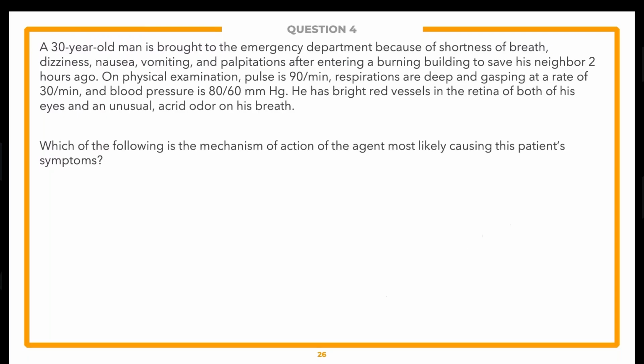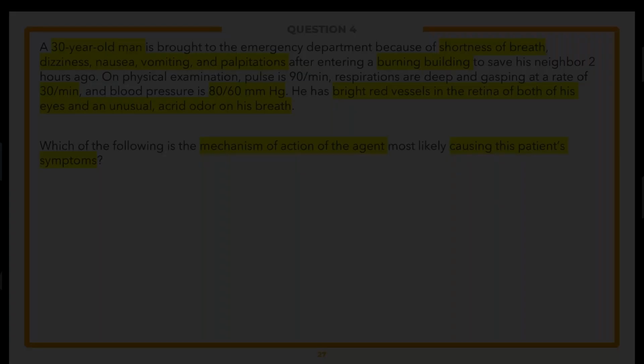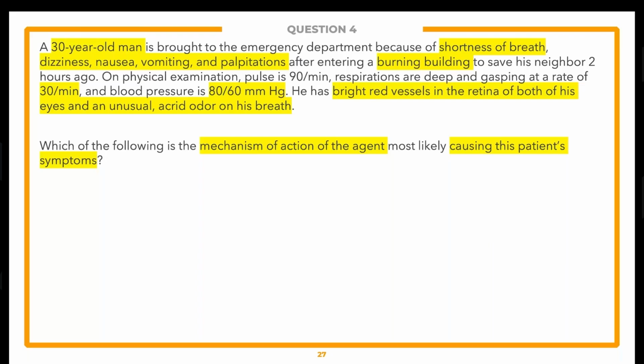All right. Well, we got a little bit different question here. Again, we're in the last question, so it's going to be a little more challenging than the rest. It's a mechanism of action question. So let's highlight some keywords here. Let's figure out what we're dealing with before we look at the options. Again, mechanism of action of the agent causing the patient's symptoms. So what happened? What did he get exposed to? And how does that agent work?